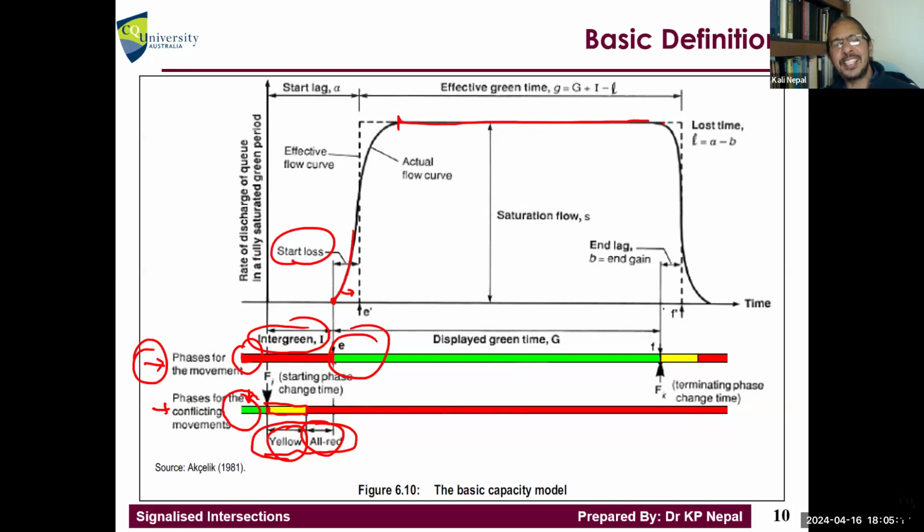And then at the end, when it changes into display yellow timing, then what? Some people start braking, but some are still passing through. So there is a gain there. Did you see? Start lag consists of start loss as well as intergreen time. And at the end, loss time would be calculated as alpha minus beta. Of course, we will do those calculations and I will show that.